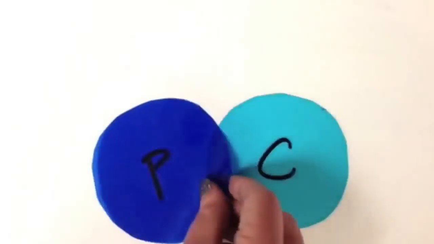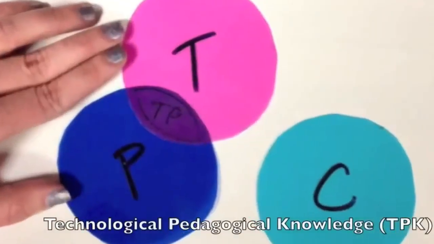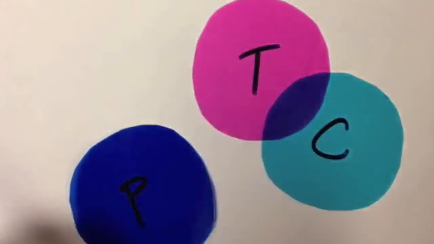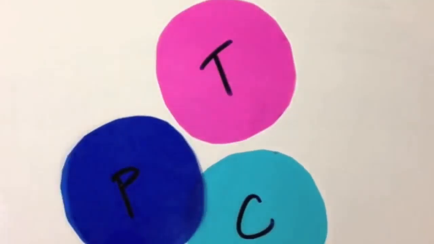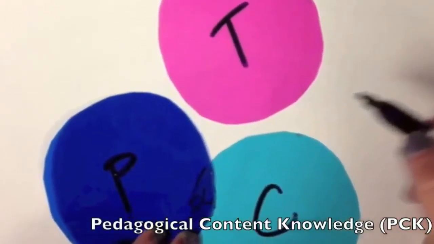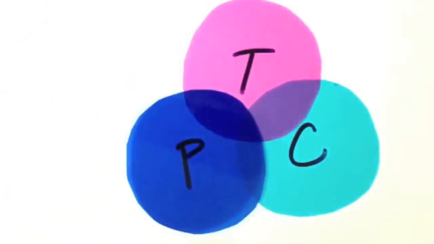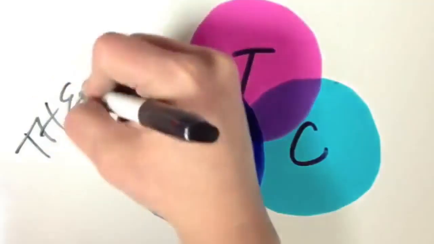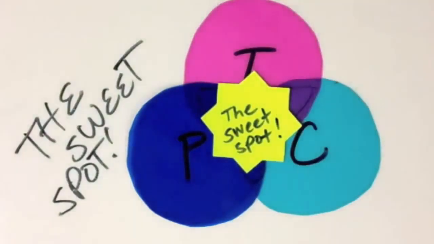As we understand them individually, we can start to see overlaps. Our TP knowledge allows us to understand how we're making the content more accessible. Our TC knowledge allows us to identify the affordances of pairing the appropriate technology to the content. And our PC knowledge allows us to identify the affordances of pairing the appropriate pedagogical strategies with the content. TPACK comes from the overlapping in that center spot, or as we refer to it as the sweet spot, when all three knowledge areas work together.